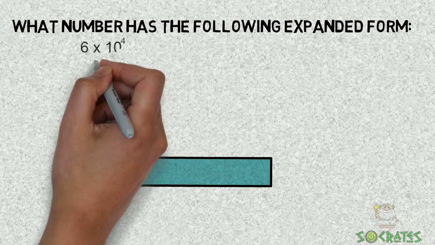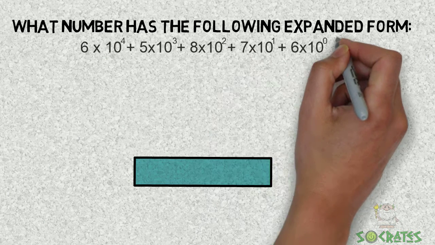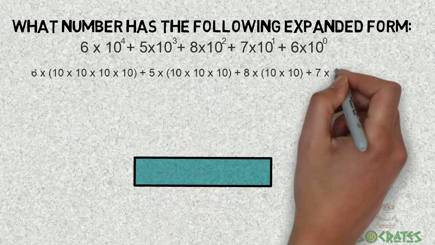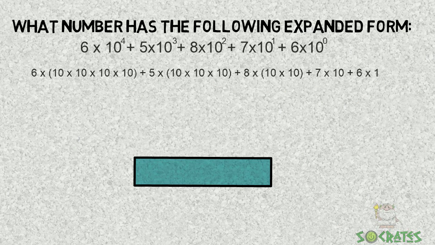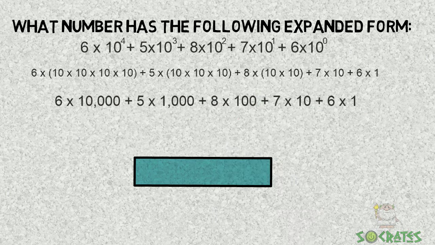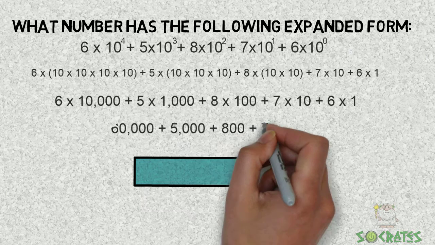What number has the following expanded form? So they're writing it out as 6 times 10 to the fourth, plus 5 times 10 to the third, plus 8 times 10 to the second, plus 7 times 10 to the first, plus 6 times 10 to the 0. So if we wrote that out the long way, it would be 6 times 10 times 10 times 10 times 10, and so on. And that's the same thing as saying 6 times 10,000 plus 5 times 1,000 plus 8 times 100 plus 7 times 10 plus 6 times 1.